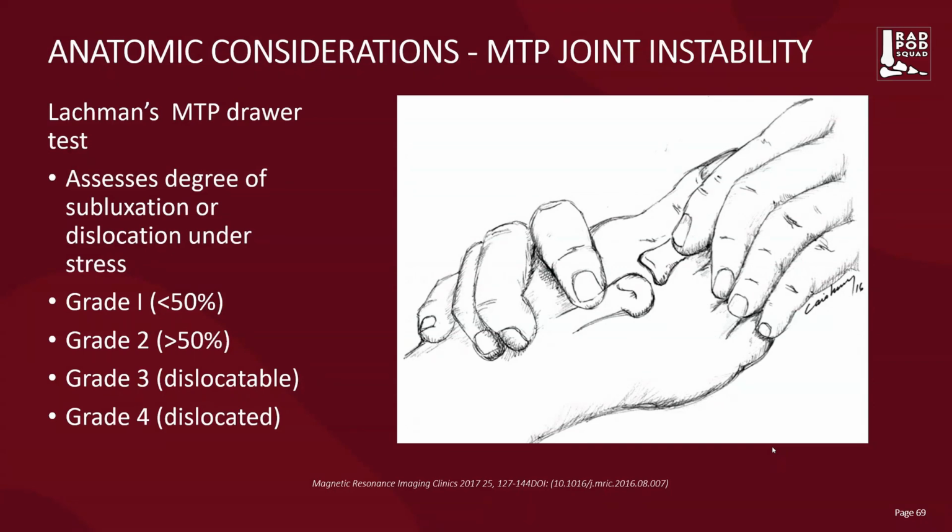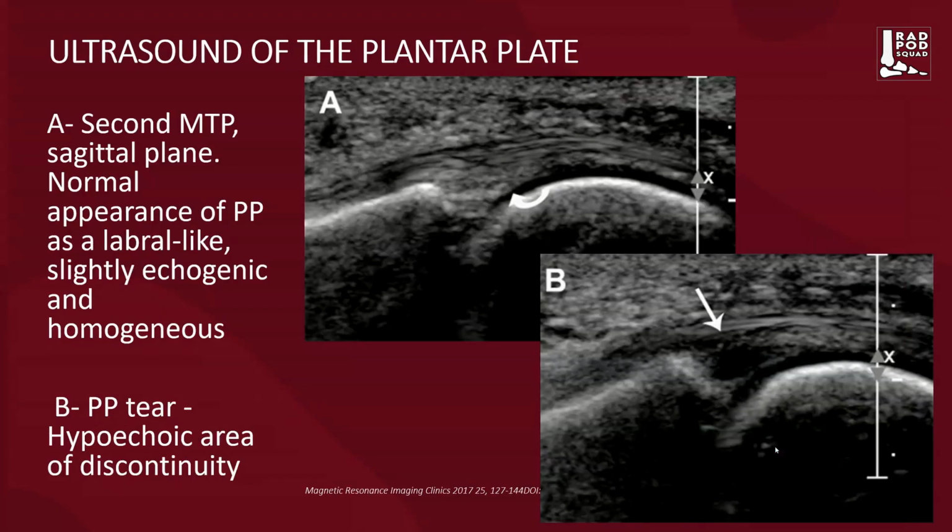Grade 3, completely can dislocate it. And grade 4, it's dislocated at rest. When we're taking a look at these things, we can really see with clarity under ultrasound the anatomy of the plantar plate. So in this example, we have the sagittal plane loaded up here.